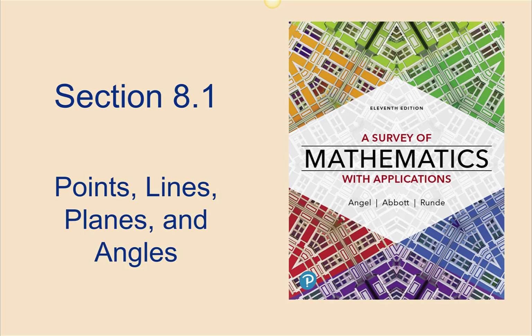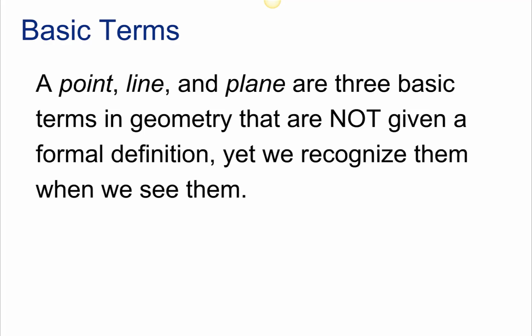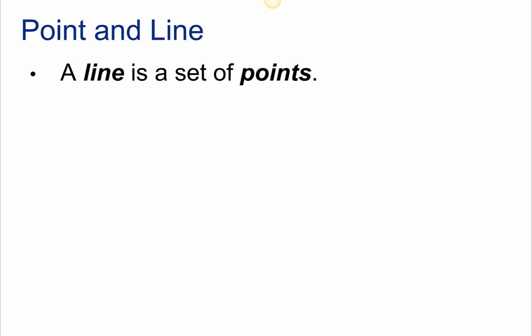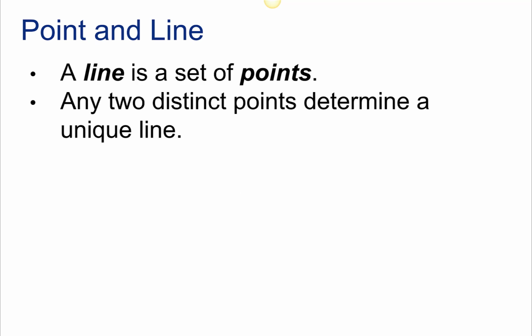Section 8.1, Points, Lines, Planes, and Angles. A point, line, and plane are three basic terms in geometry that are not given a formal definition, yet we recognize them when we see them. A line is a set of points. Any two distinct points determine a unique line.